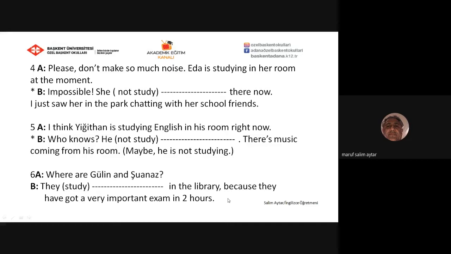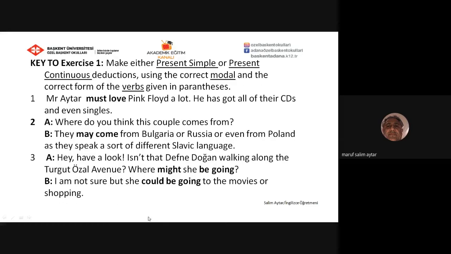Have a look at the key. Make either present simple or present continuous deductions using the correct modal and the correct form of the verbs given in parentheses. So, as I said at the very beginning of the exercise, it must be a positive, strong deduction. Mr. Aytar must love Pink Floyd a lot, as he has got all of their CDs and even singles.